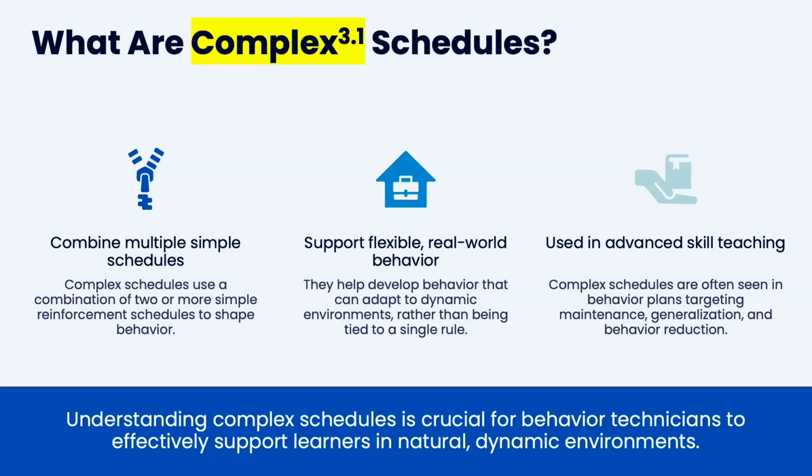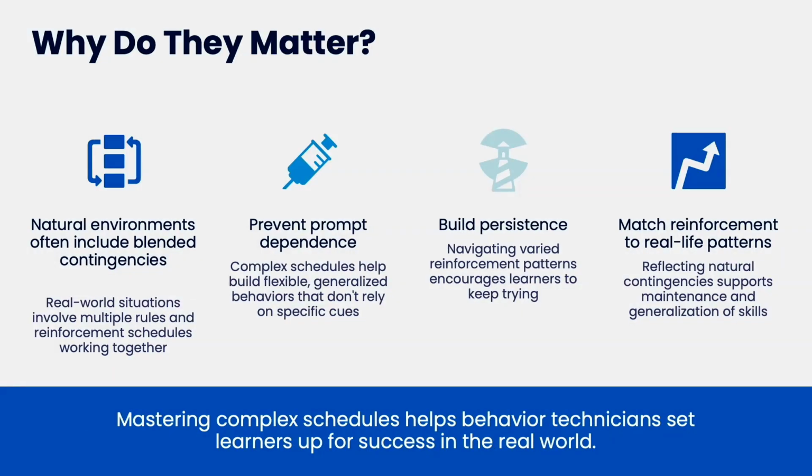When you're in the beginning, you'll often use simple schedules. And this might be targeting maintenance, generalization, or behavior reduction. Why do they matter? The natural environments often include blended contingencies. So, real world situations involve multiple rules and reinforcement schedules working together. They're really helpful to prevent prompt dependency.